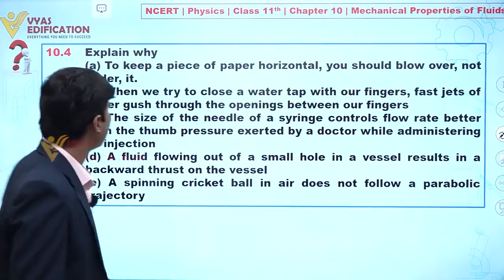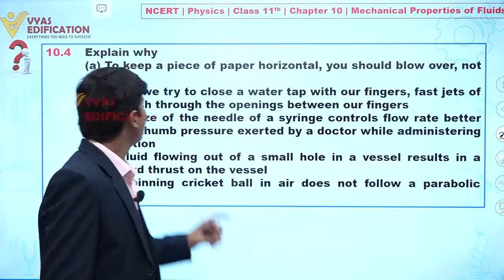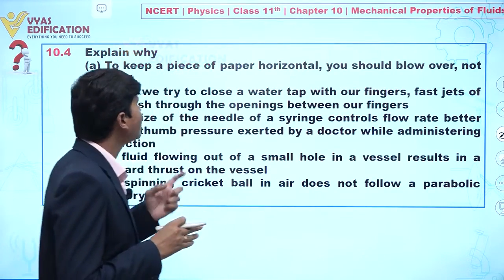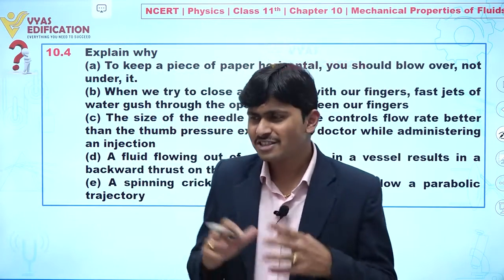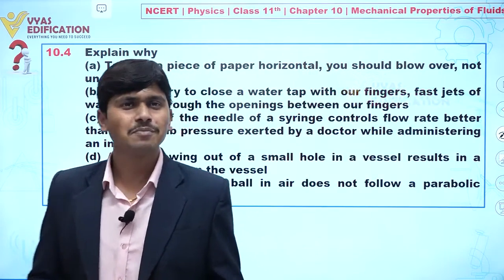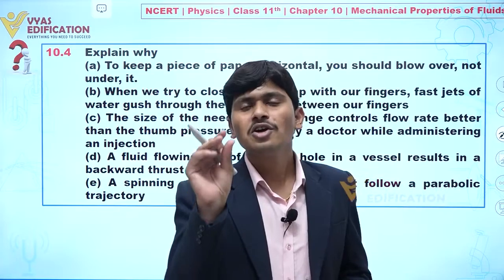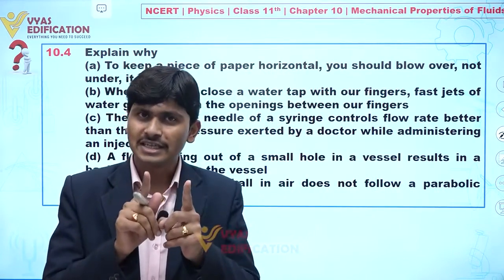Now what about part number B? In part number B it is given, when we try to close a water tap with our finger, a fast jet of water gushes through the opening between our fingers, clear? This is a general common experience. Let's suppose water is coming out from a tap, and let's suppose you are making a very small opening by using your fingers, clear?